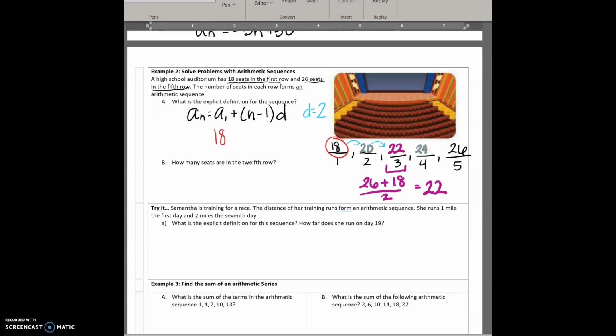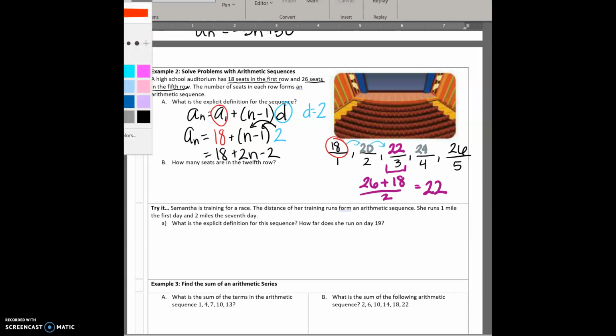So I'm going to plug in 18 for the a of 1, and I'm going to plug in 2 for the common difference. And then I'm just going to simplify it. So I'm going to distribute, and I get 18 plus 2n minus 2. And then I'm going to combine like terms. So this 18 minus 2. So my explicit formula is 2n plus 16.